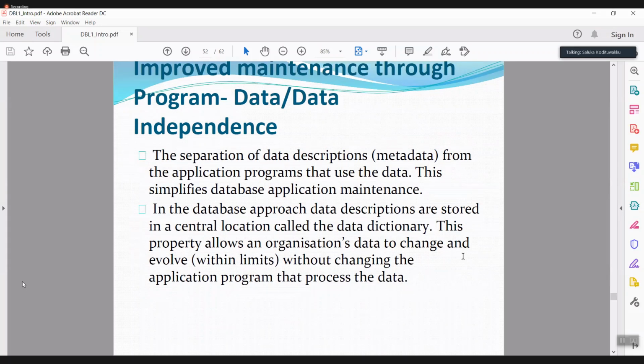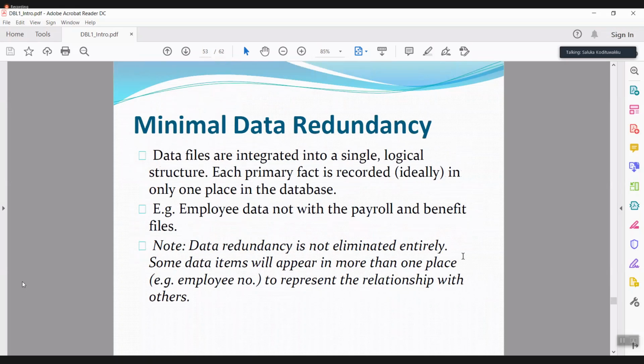And this is what we talked about so far: improved maintenance through program data independence. And that is where the data description is done by defining the metadata, and therefore these descriptions are used for everything in database management, like defining the data dictionary, and then accessing data, modifying, and everything.